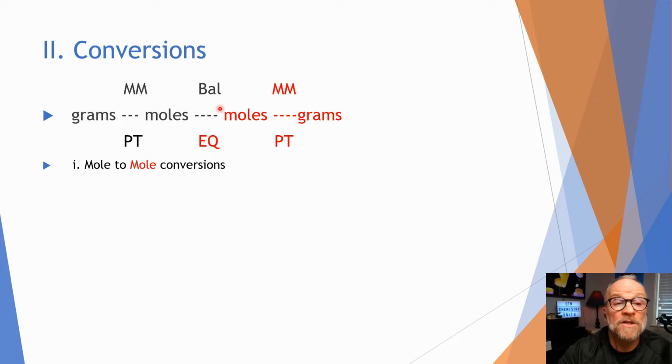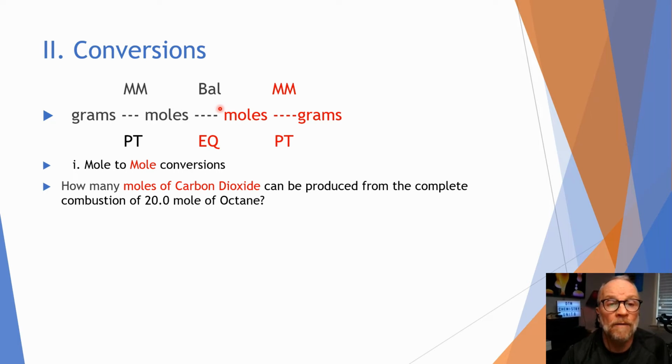Okay, so we're going to start with these moles to moles type of conversions. Our first problem here says, how many moles of carbon dioxide can be produced from the complete combustion of 20 moles of octane? All right, so you'll notice here that we will need to write a balanced equation before we can even start.